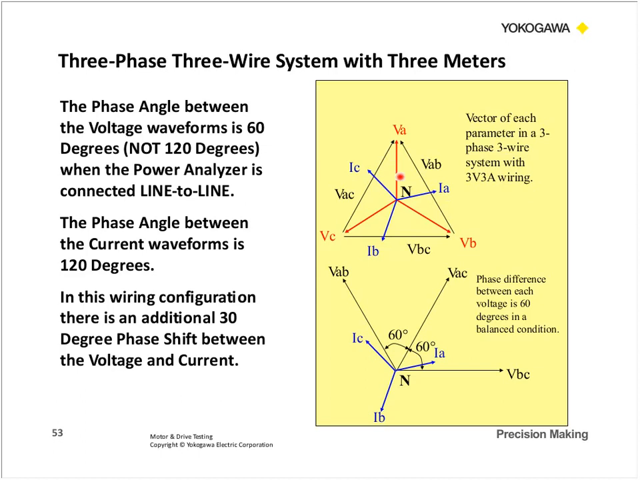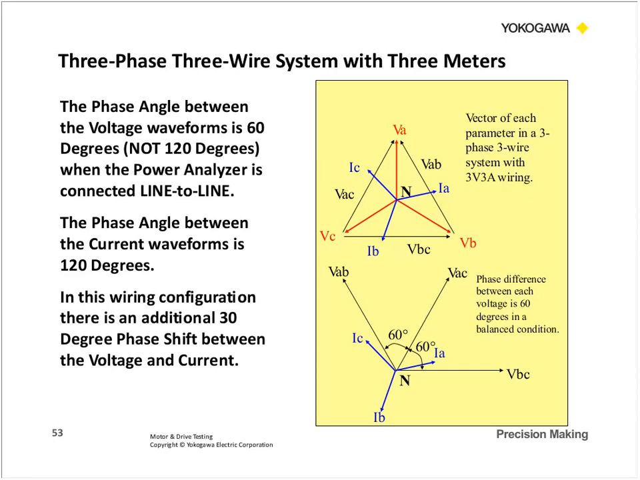So if the currents have no phase shift, they come back up to the red line. Then you can see there's going to be an additional 30 degree phase shift between a current and a voltage. And the power analyzer takes all this into consideration in the DSP when we're making the calculations.